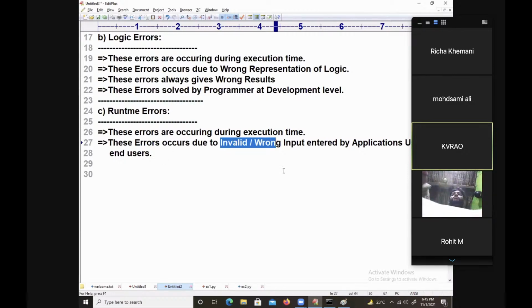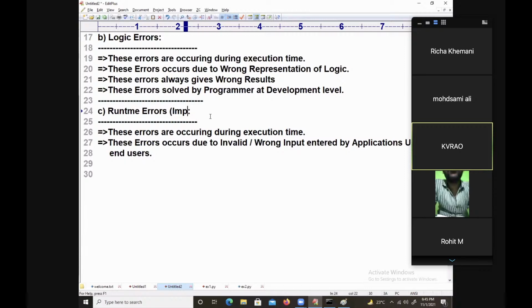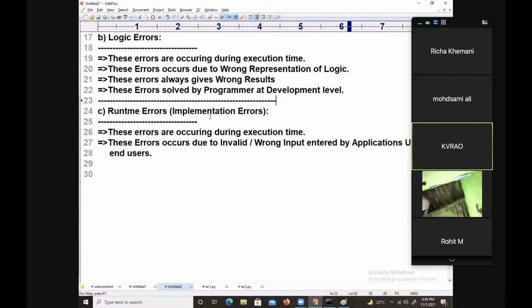Such a type of errors are called what? Runtime errors we can call. These errors are generally called implementation errors we can call. Alternative name for runtime errors is called what? Implementation errors we can call.